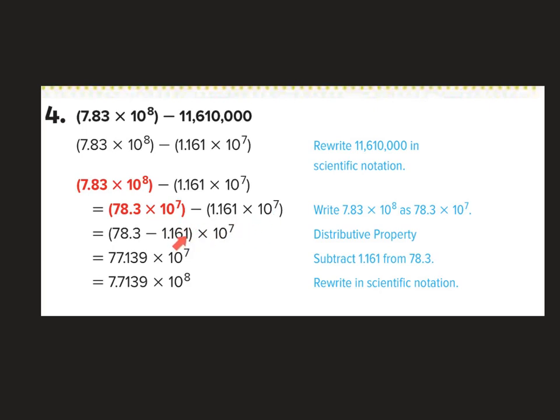the same, I can take 78.3 and subtract it from 1.161 to get 77.139 times 10 to the 7th. And because 77 is not a number between 1 and 10, I have to move my decimal one place to the left, which would give me 7.7139 times 10 to the 8th. And remember, that extra power of 10 came from moving the decimal place one to the left.